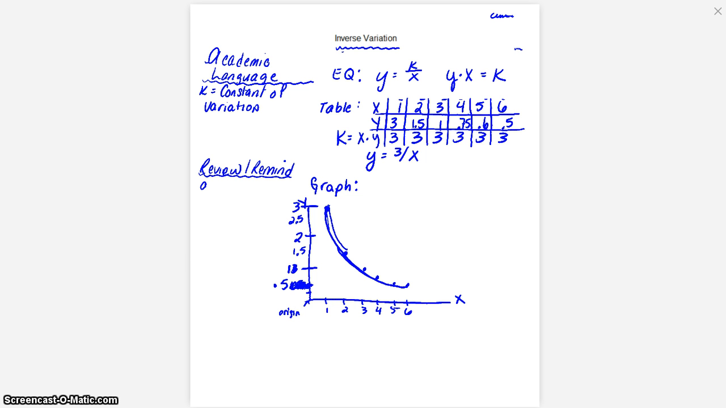So let's throw this under the reminder. It's always curved. And what are some other things that this graph is always going to look like? This is interesting. This graph is never going to cross either axis. So what does that mean? That means it's never going to cross the y, it's not going to have a y-intercept, and it's never going to cross the x. It's always going to be kind of in the middle there, and it's always going to be curved.